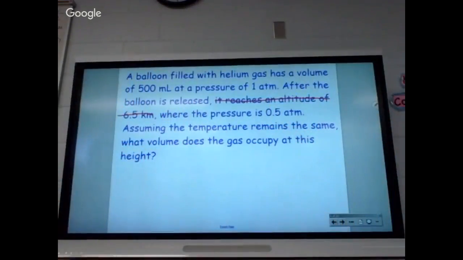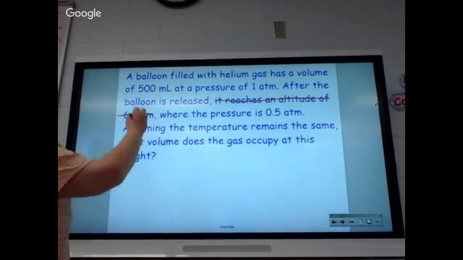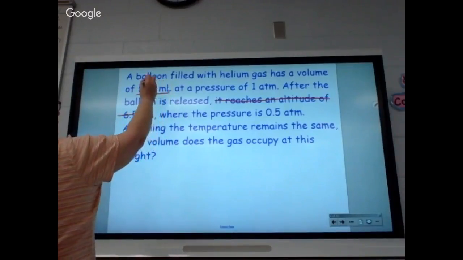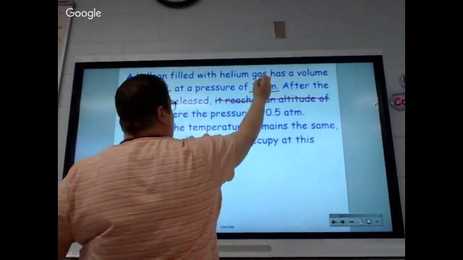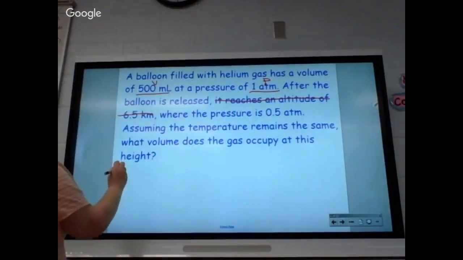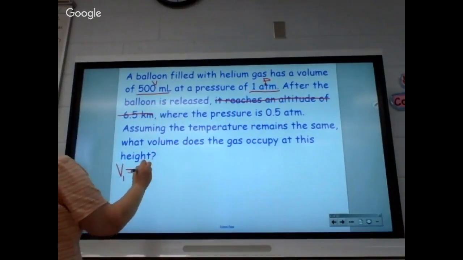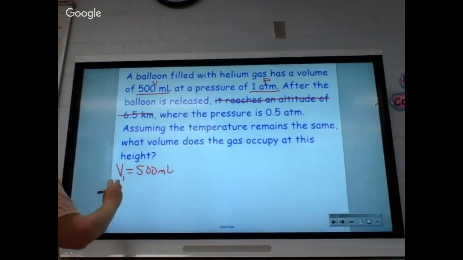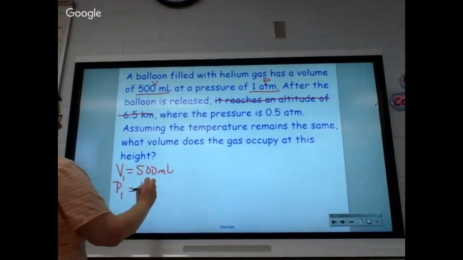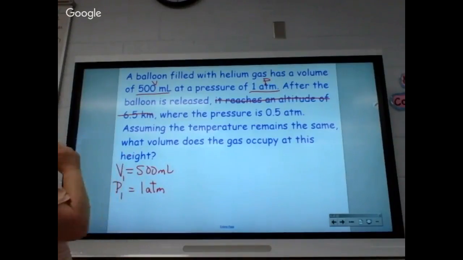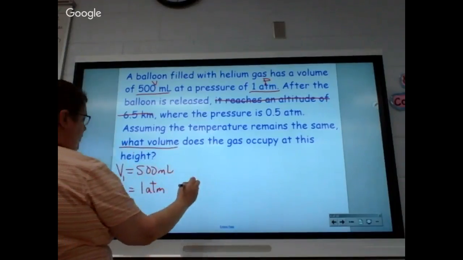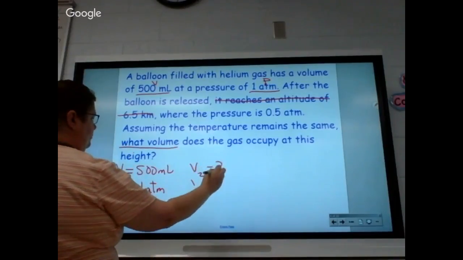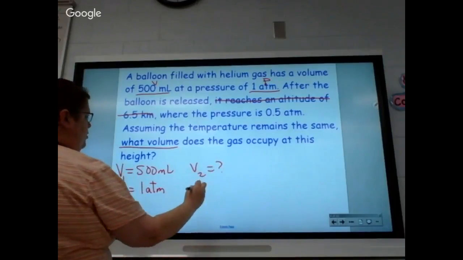That's just junk. All right, so when you read the question, this is a what? Volume. This is a what? Pressure. Okay, so volume is what? 500. And then it says at a pressure of 1. So that has to stay with it. What are they asking you to find? Volume. What volume? When the pressure is what?